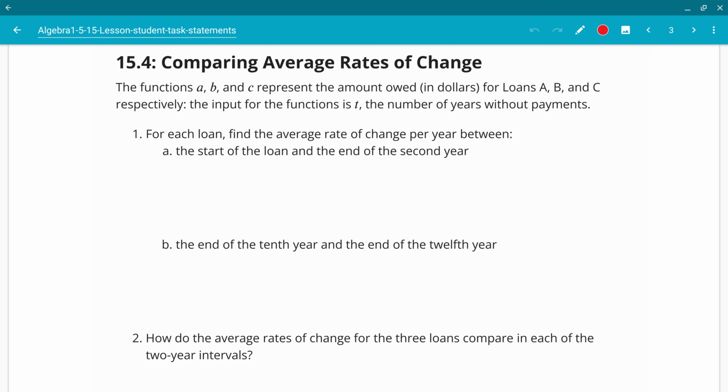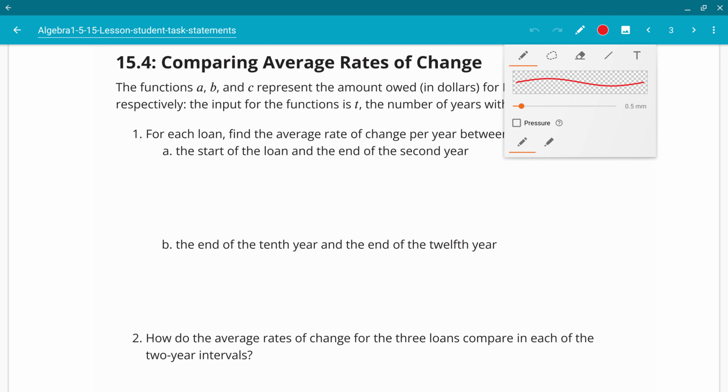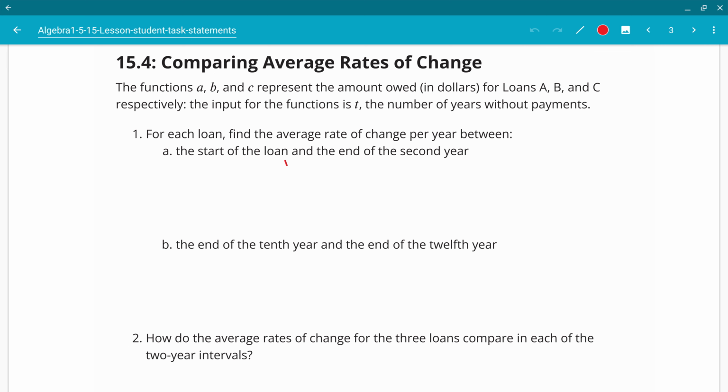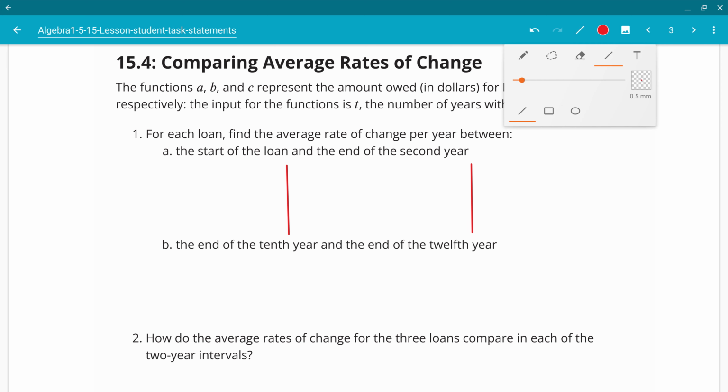Okay, so we actually have a couple different strategies for this one. I'm going to show how we could do it algebraically, and then we'll show how we could use the graph that we already created to check our work. So for loan A, I'll split this up into a couple different sections here: loan A, then loan B, and then loan C.